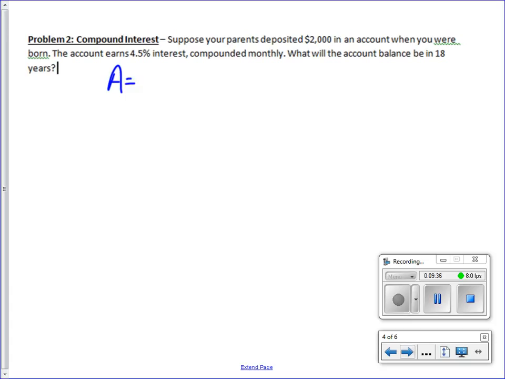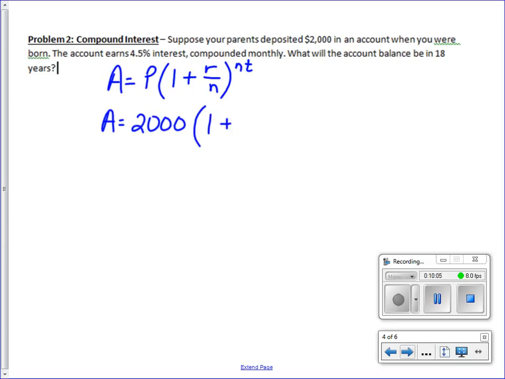We have A equals P times 1 plus R over N, raised to the N times T power. All right, so here we go. The principal is $2,000. We have a growth factor of 1 plus the rate. The annual interest rate is 4.5. When we express that as a decimal, it'll be 45 hundredths.